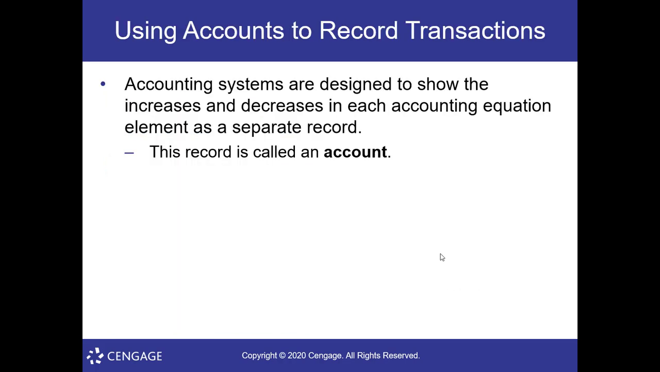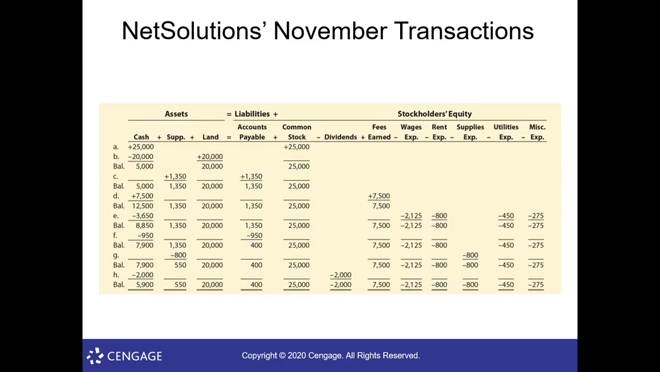So accounting systems are primarily there to show increases and decreases in each element of the accounting equation, whether it's an asset, a liability, a stockholder's equity, a revenue, expense, or dividends. Each of these records is called an account. If you recall from Chapter 1, these are the transactions for November for the new startup called NetSolutions.